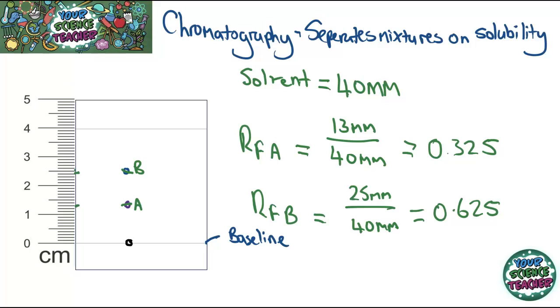Now, a lot of people in my class, when they were doing this, went, well, sir, my spots travelled up a different distance. How does that work? Well, that's because when people are doing chromatography, they often don't leave it for exactly the same amount of time, so the solvent can travel up different amounts. However, the RF value should stay the same.